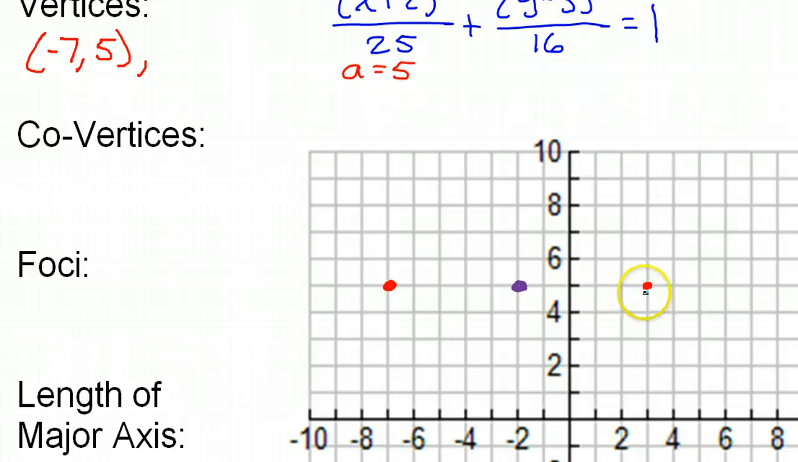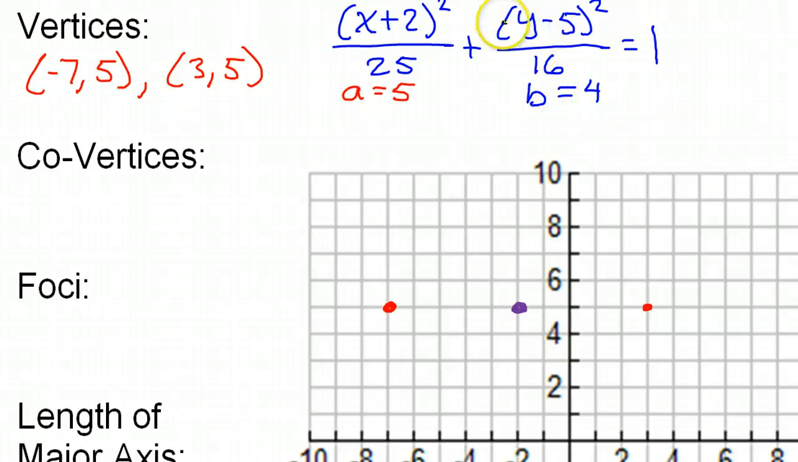And (3, 5). Okay, let's talk co-vertices. The co-vertices are going to come from this b value, which is the smaller one for ellipses. So that's a value of 4. Because that 4 came from the y term, it will be an up 4, down 4 situation. So up 4, down 4. So these blue points are my co-vertices.